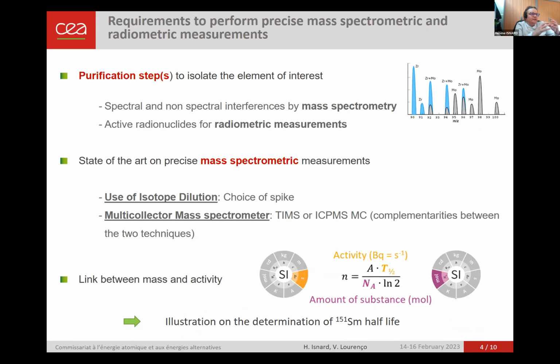My talk will be illustrated principally with the case of half-life determination, in order to qualify activity and mass with very high precision. I will discuss the requirements necessary to attain this objective. First of all, one very important step is the purification step to isolate the element or the radionuclide of interest, in order to prevent any spectral and non-spectral interference in mass spectrometry, or to prevent the presence of active radionuclides for radiometric measurements. After separation, for mass spectrometry, we use state-of-the-art measurements using isotope dilution associated with a multi-collector mass spectrometer like TIMS or MC-ICP-MS.